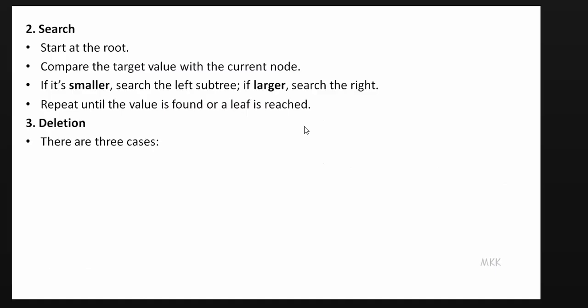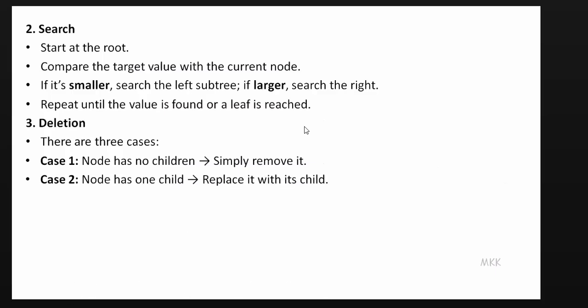Coming to deletion, there are three cases. In case one, the node has no children: simply remove it. If you want to remove any node and it has no children, you can remove it. Case two, the node has one child: replace it with its child. Whenever you remove the node, the child will become the node. Whatever element you delete, the one acting as its child will act as the node.